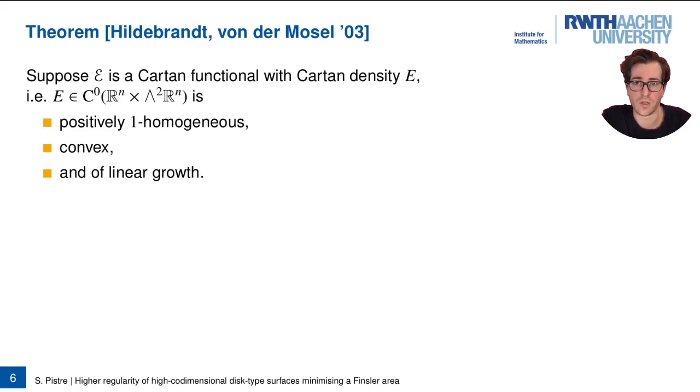So an area integrand is an example of a Cartan density, as we've seen before, and what's coming next, the perfect dominance function, will play the role of the Dirichlet energy in this classical setting. So in the classical setting, what you often do is you take the area functional and then you penalize it with the Dirichlet energy, and then you do a minimization of this penalized functional.